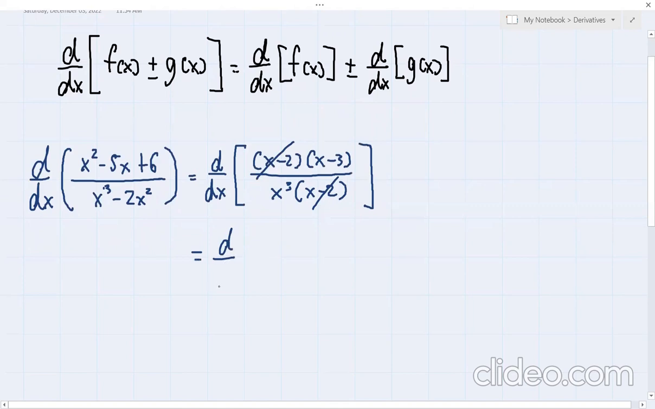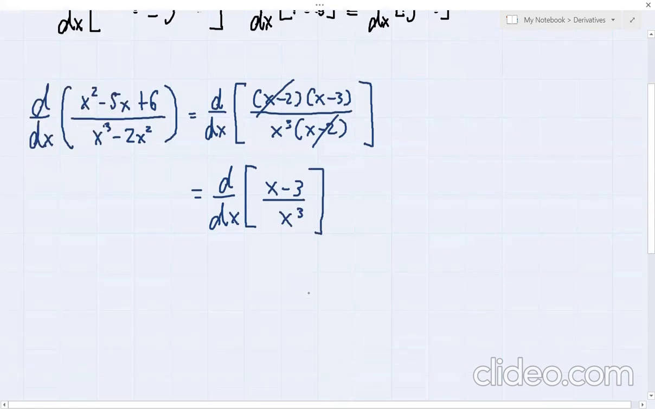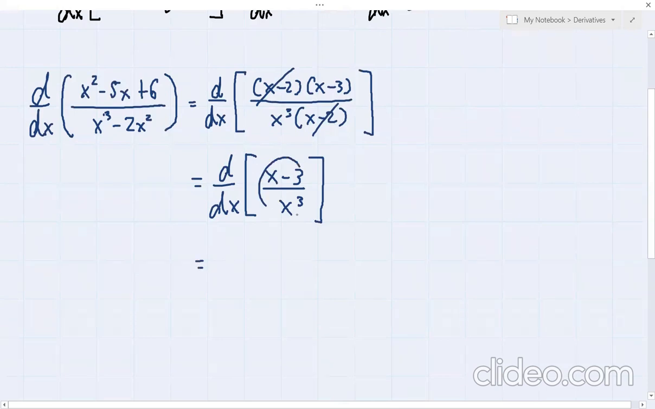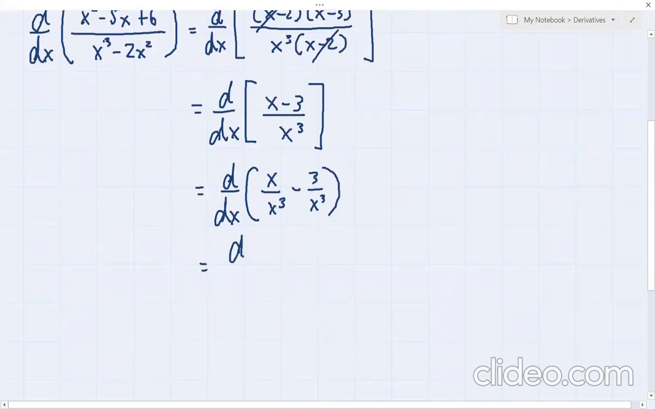So we will have the derivative of x minus 3. Wait lang. X minus 3 all over x cubed. O, diba? We can still simplify this one. Okay, ito, pwede natin siyang i-expand. We will have, katulad yung ginawa natin noon, we will have x all over x cubed minus 3 all over x cubed. That's it. So let's simplify. X all over x cubed, magiging ano to? 1 all over x squared.